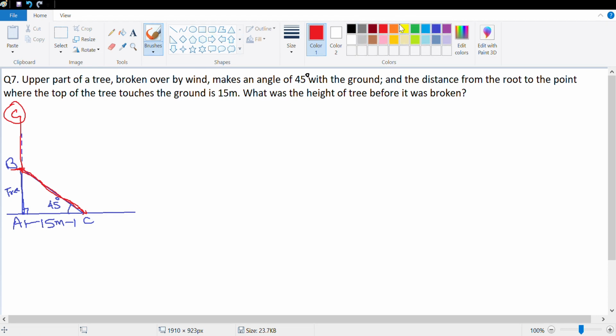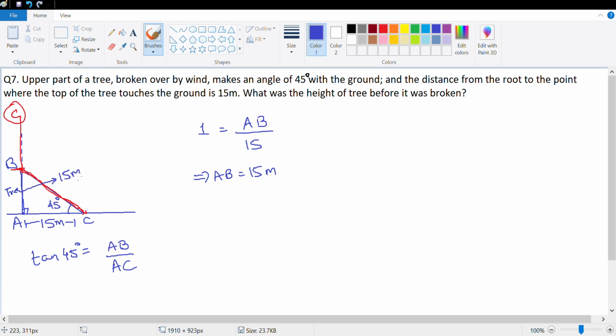Perfect. Now that we have the basic drawing ready, I think this question shouldn't be too difficult. So let's look at this. Tan 45 degree would be equal to AB upon AC. Tan 45 degree is 1, AB we don't know, and AC is 15, which means AB is equal to 15 meter. So this new height of the tree is 15 meter.